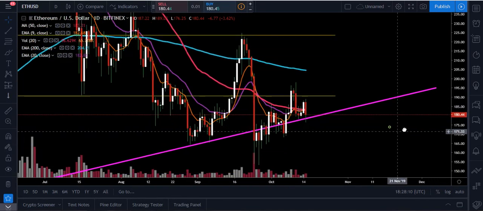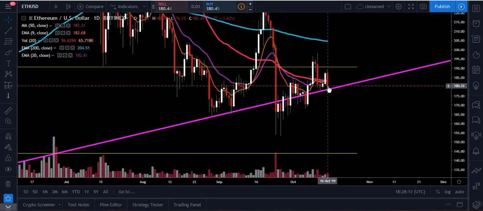We don't want to see a close below it, because typically, guys, you want to have a 3% close on your candle past the trend line for it to be valid. All the books that I read about trend lines and trend line breaks say the candle needs to close 3% below or above the trend line for it to be valid. So always pay close attention to that. But you can see the big fight we're having.